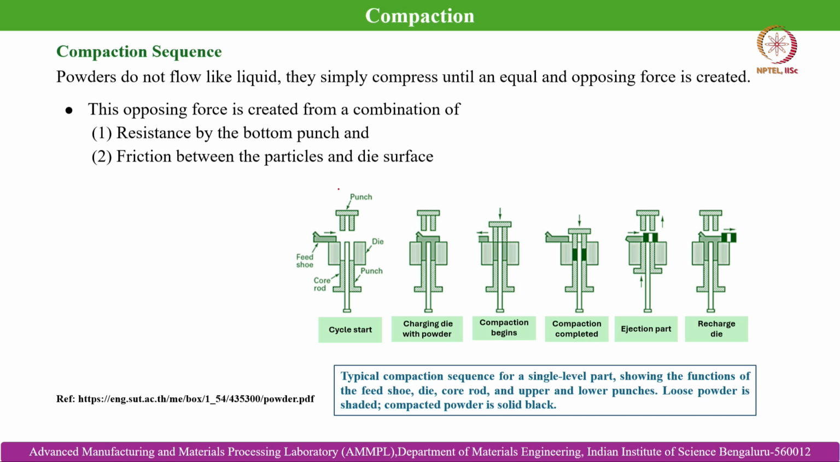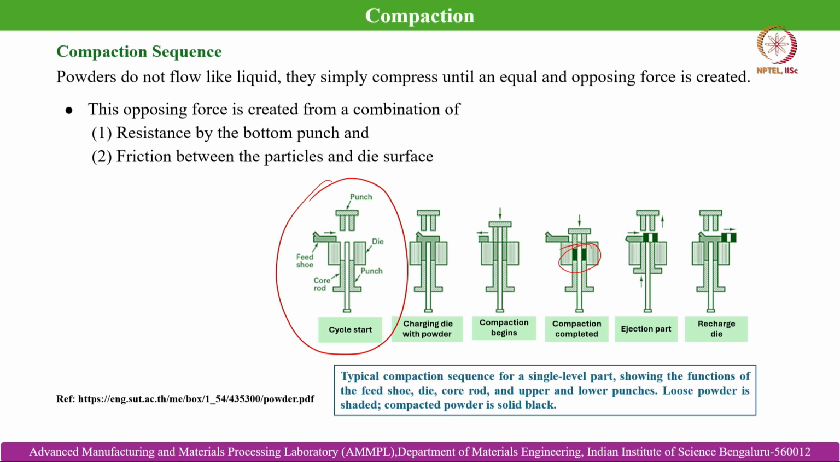So, you can see this is the start of the cycle. This is the punch, this is the die, and this is the bottom punch. In this case you can see that the bottom punch is stationary until the compaction is completed, and only the top punch moves, after placing the feed powder aggregate within the die, and it compresses to achieve the desired shape of the powder compact. Then the upper punch goes out, and then the lower punch moves for the first time to eject the compact once it is made.